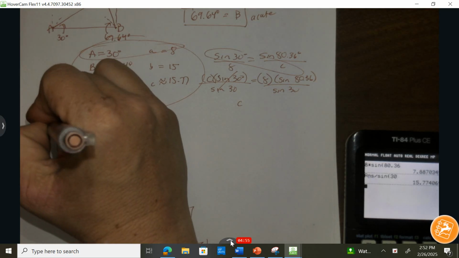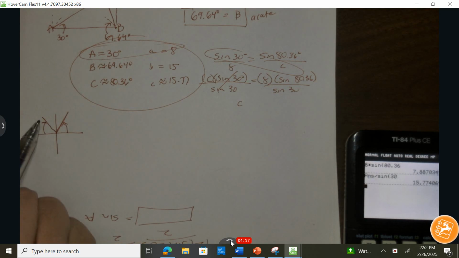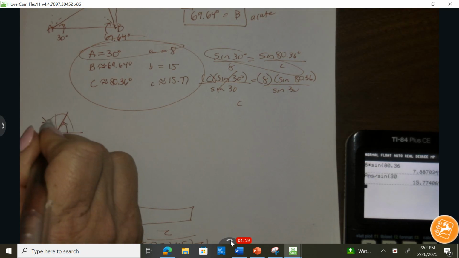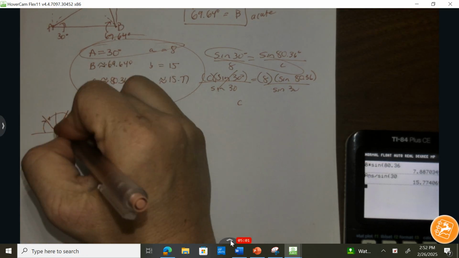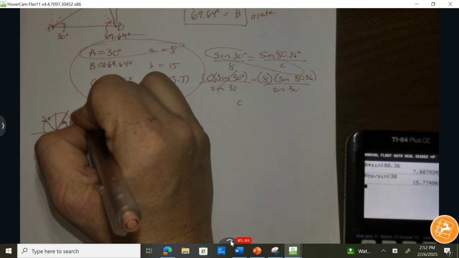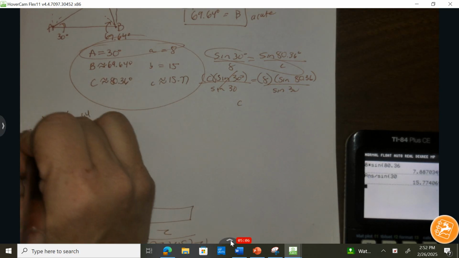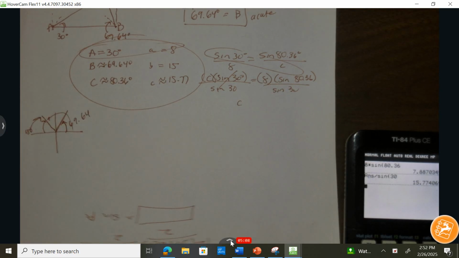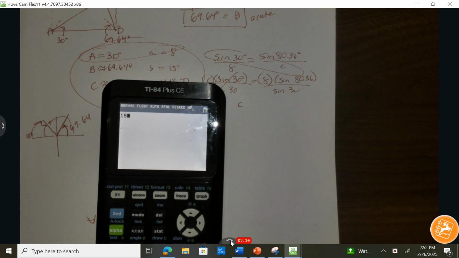That'd be right here. So I want to know what is this measurement? From here to here, what is this measurement? So my reference angle of 69.64 helps me. I'm going to take 180 and I'm going to subtract 69.64. 180 subtract 69.64 gives me 110.06.